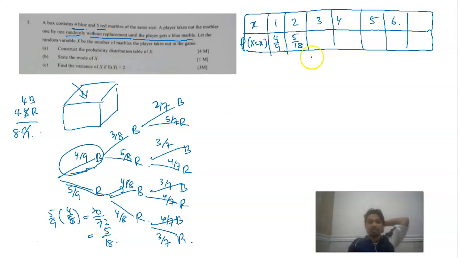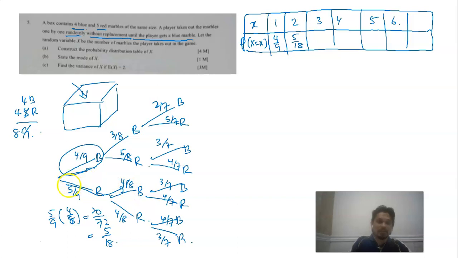Okay, for this time you need to imagine it. Once you get the blue ball, then you stop. If the first ball is blue, then you stop. The probability is 4/9. If the first ball is red, then pick another one. Then suddenly you get a blue ball, then stop. Then it is 5/9 times 4/8.